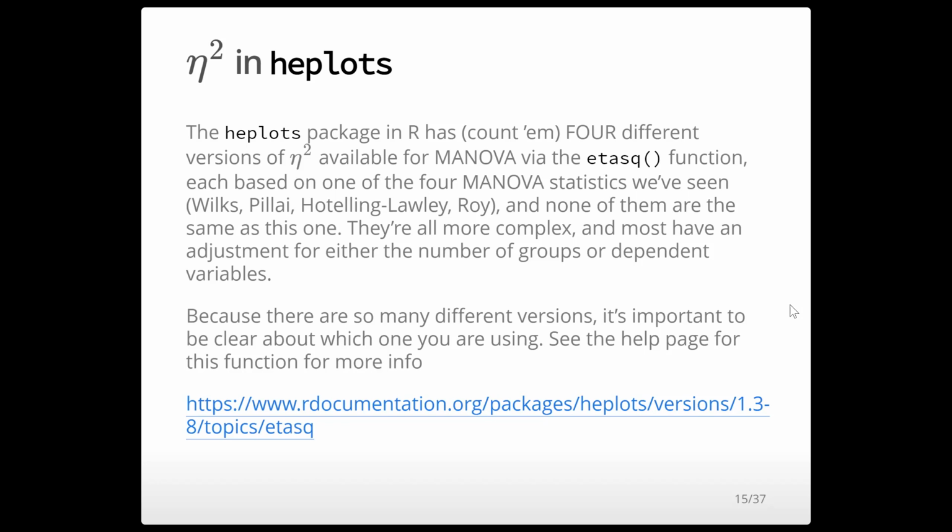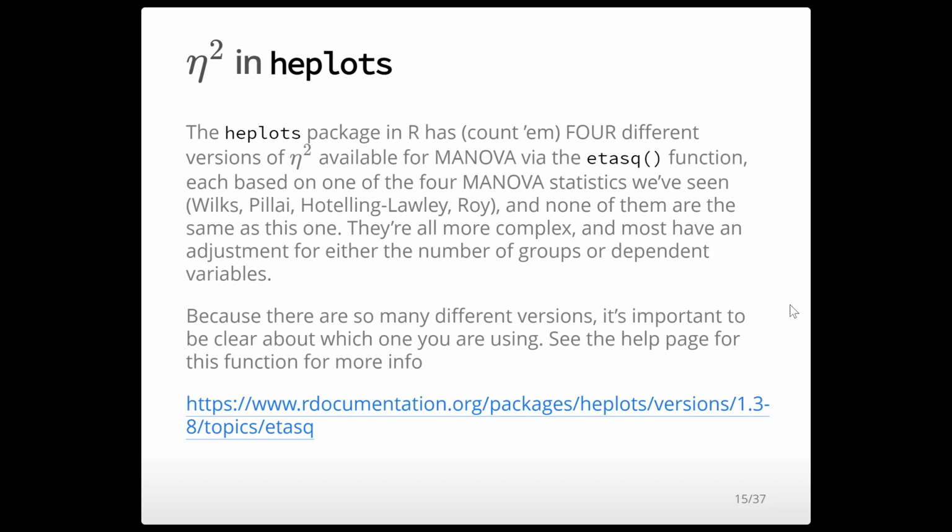And because there are so many different versions of these effect sizes floating around, it's important to be clear about which one you're using. So if you're going to use one from this automatic function, you should be clear that that's what you're doing. There are some papers cited in the documentation that you can always use as a citation in practice. For the homework, you can use whatever effect size you want. Just make sure you're telling me which one you use and you're clear about it. Don't just write the effect size without including some kind of reference to what you're doing.